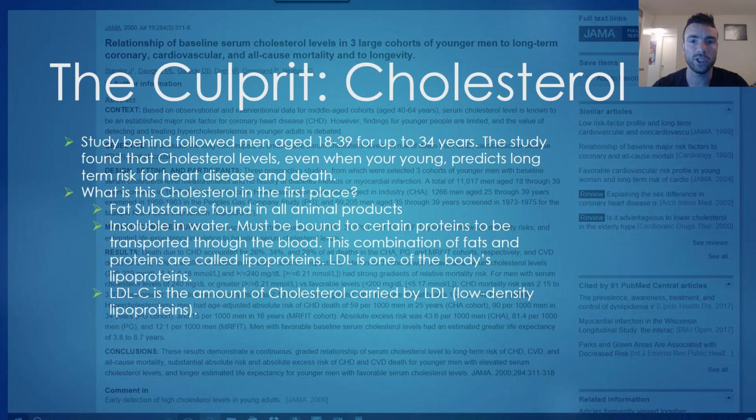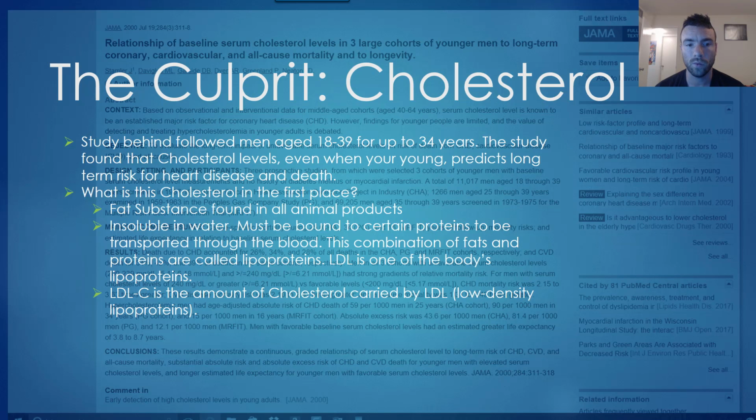So really the question is, cholesterol is a predictor of getting heart disease. But what is cholesterol? You don't want high cholesterol levels if you're going to prevent yourself from getting heart disease. Cholesterol is a fat substance found in all animal products. So it is found in humans, it's found in cows, pigs, chickens, dogs, cats. It's found in all animals.